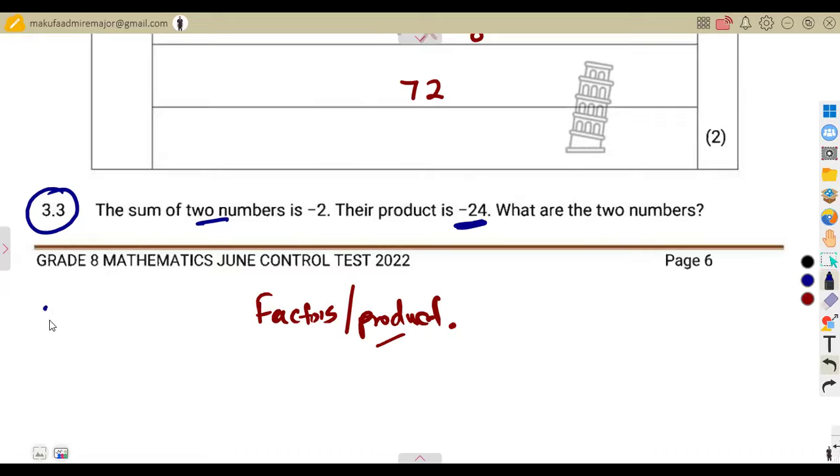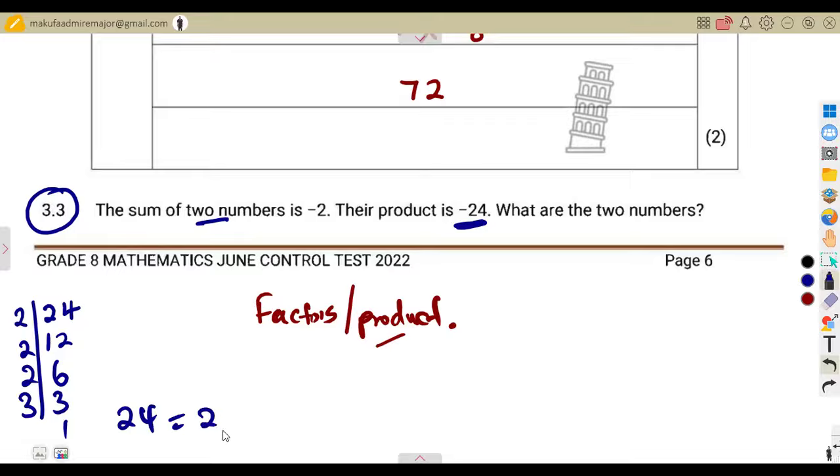If you do not know, just do it like this. 24, express it as a product of its prime factors. 2 into 24, that is 12. 2 into 12, that is 6. 2 into 6, that is 3. 3 into 3, that is 1. So 24 is a product of 2 times 2 times 2 times 3.